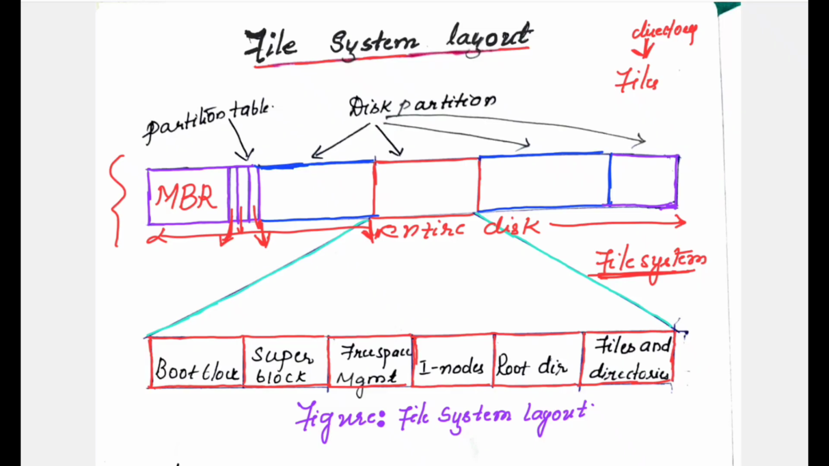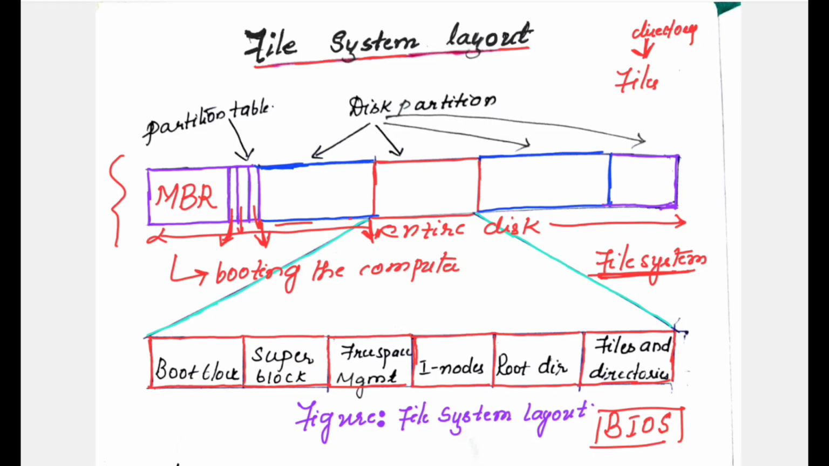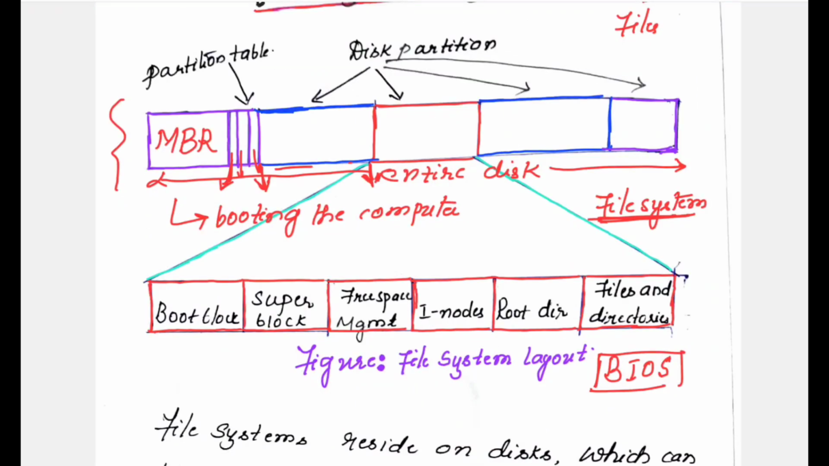What is the master boot record? It is the initial sector of the disk, and it is mainly used for booting the computer. In this video you can see it in the form of notes as well as explanation. Now when the system is booted, the BIOS, the basic input output system, which is a program used to start the computer when it is powered on, will execute the MBR.